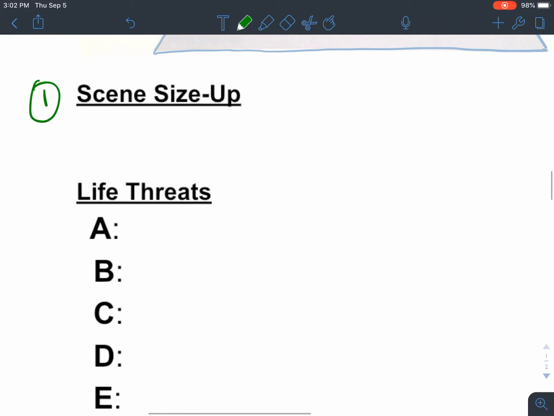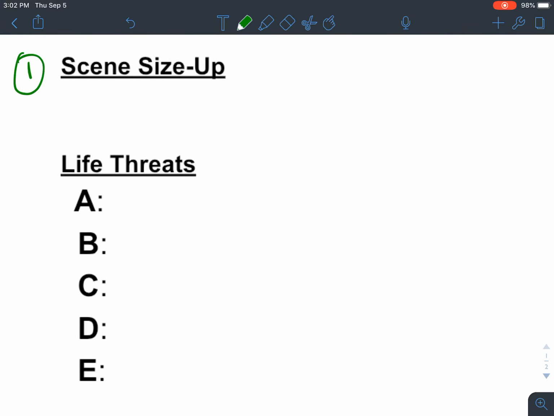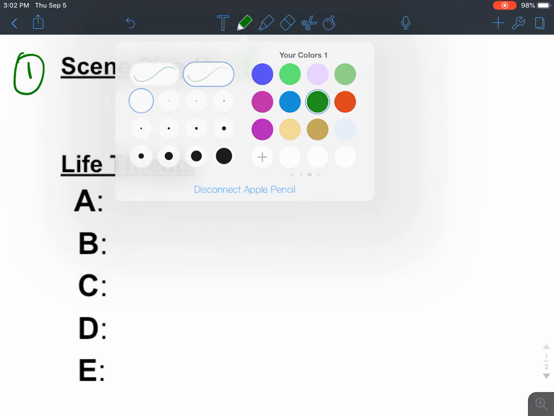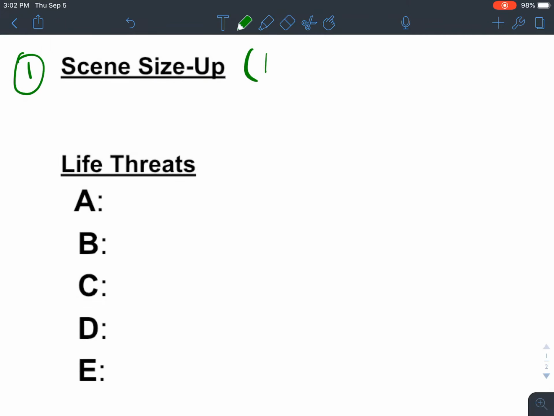The scene size up is basically a chance for you to take a really quick look. This is just going to take a few seconds. It should only take you maybe 10 to 20 seconds to do your scene size up. Essentially what you're doing is you're looking for hazards. A hazard means something that might hurt you if you tried to help this person.